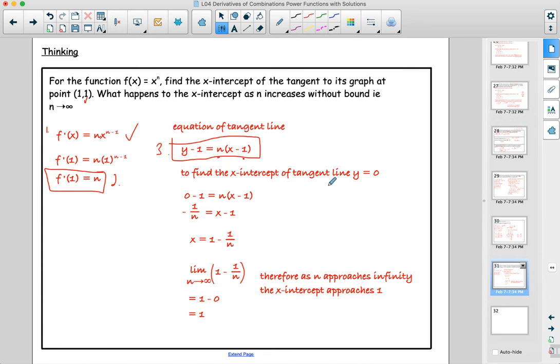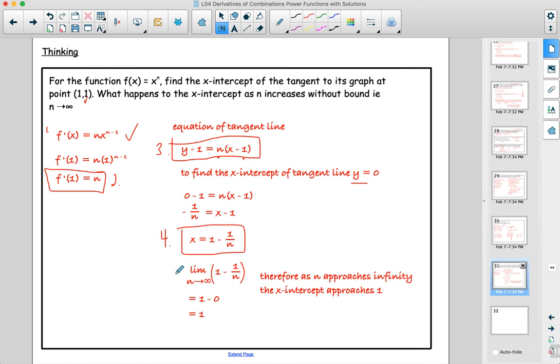To find the x-intercept, I need to let y be 0. So I'm going to plug a 0 in here. I get 0 minus 1 is n times x minus 1. So negative 1, I will divide by n to isolate for x minus 1. Negative 1 over n equals x minus 1. So x is equal to 1. When I bring that over, that will become positive. 1 minus 1 over n. So there is the x-intercept.